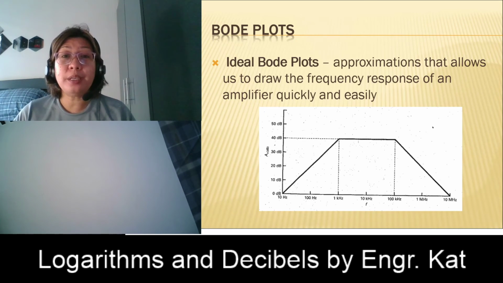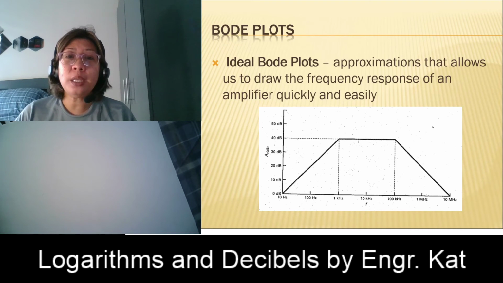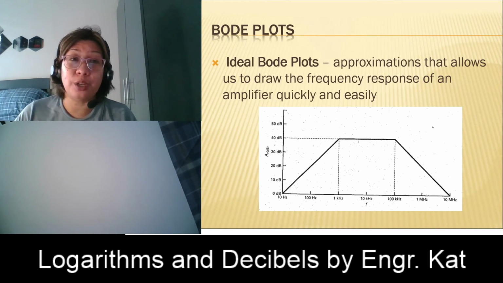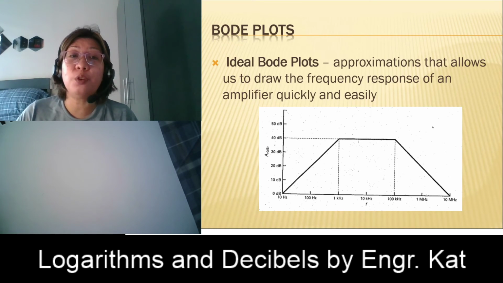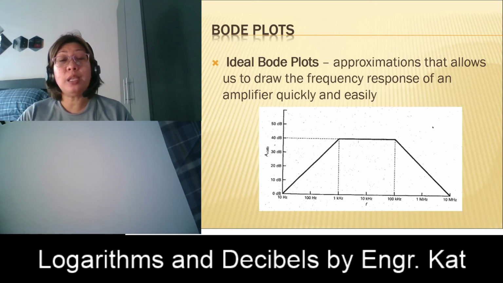So for example, our gain is 40 dB. Upon reaching your first cutoff frequency, which is 1 kilohertz, 1 decade lower is 100 hertz. As you can see, from 40 dB, at 100 hertz this is already 20 dB. So it decreases 20 dB per decade. 1 decade again lower than 100 hertz is 10 hertz. So at 10 hertz, it is already 0 dB, because 20 dB less than 20 dB will give you 0 dB.